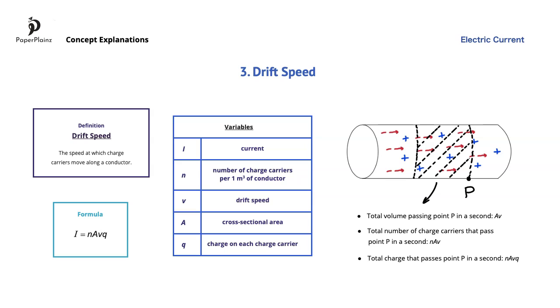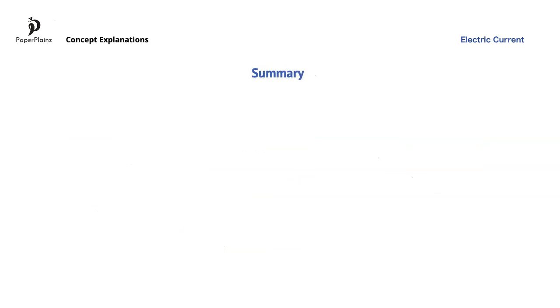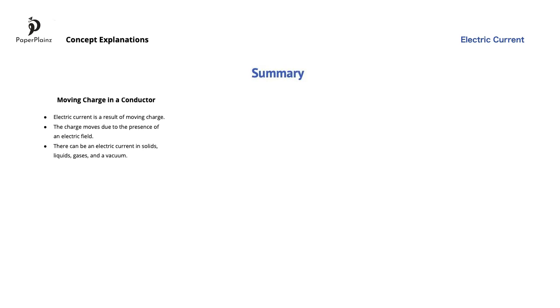Let's summarize what we have learned in this video. We began by discussing how charge moves in a conductor, and concluded that electric current is a result of moving charge. This charge moves due to the presence of an electric field, and there can be an electric current in solids, liquids, gases, and the vacuum.